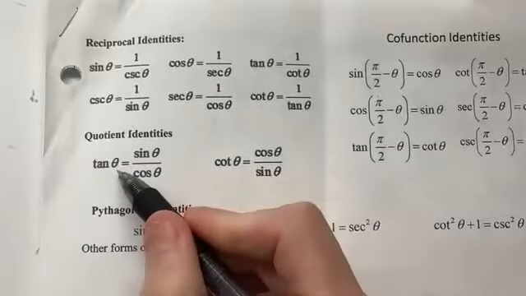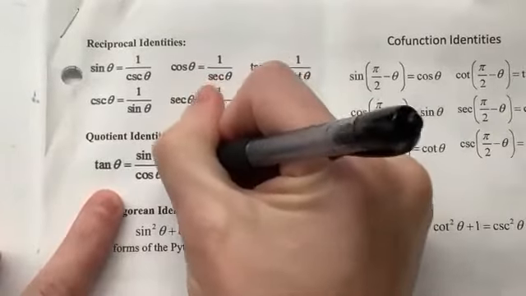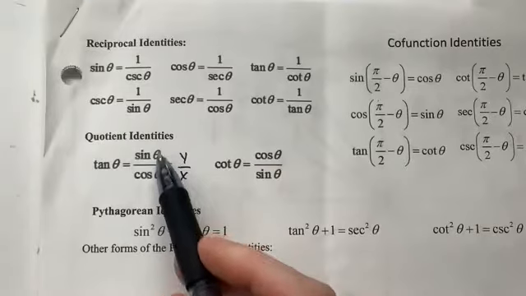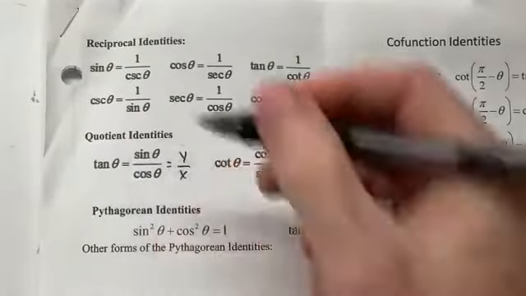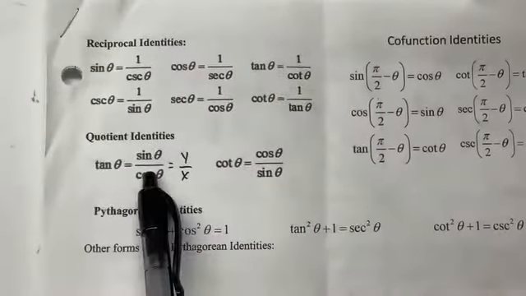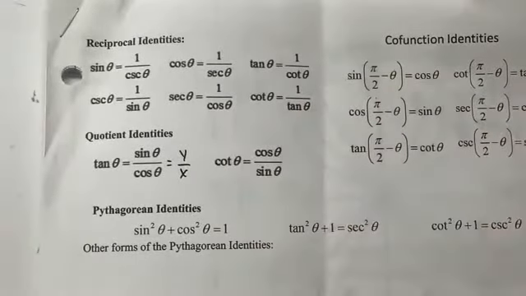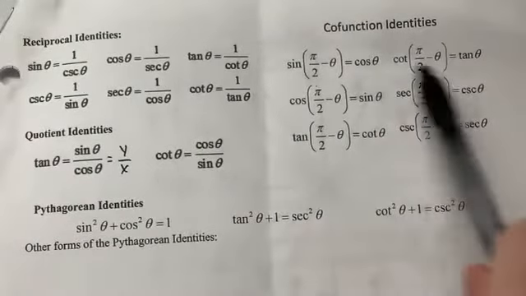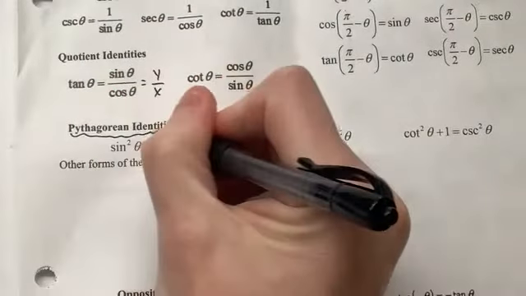These are some things we've talked about before a little bit. Tangent, on the unit circle, was the y over the x. So that's another way of saying the tangent is the sine over the cosine. This one you'll use a lot. If you have a tangent in an equation, sometimes you'll change it into sine of theta over cosine of theta. Then the cotangent, you just flip it over. So the cotangent is equal to the cosine over the sine. These ones over here we're not going to use as much, but you'll see a few on today's assignment.